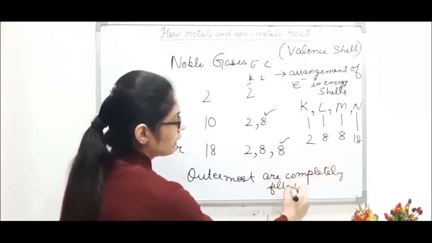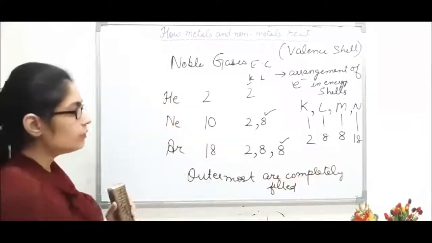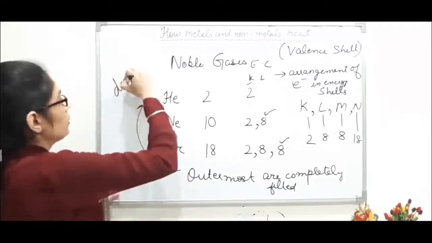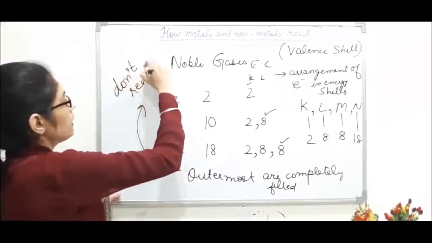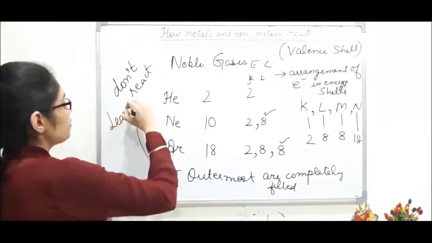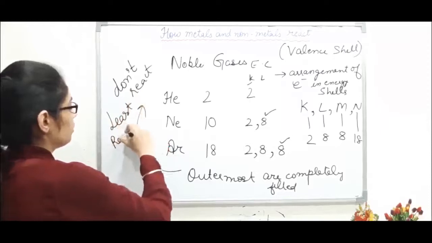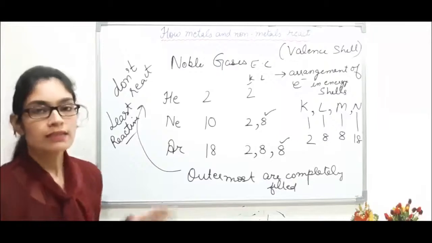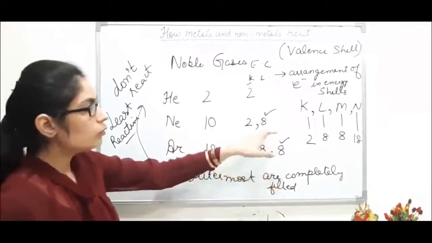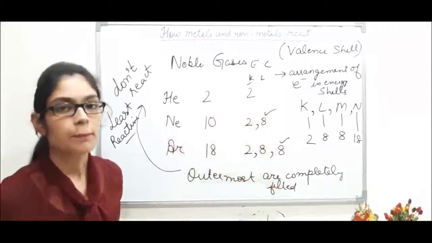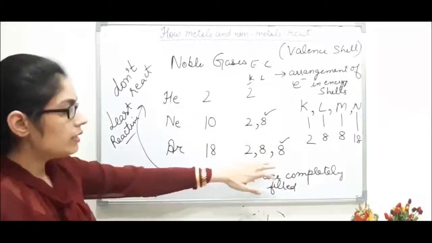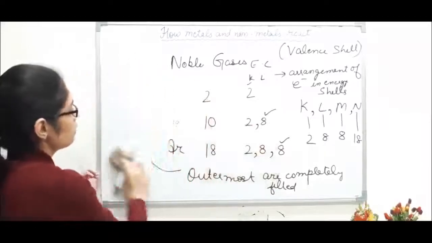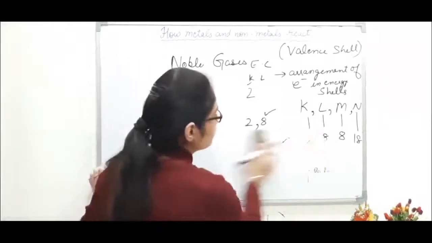Since the outermost shells in case of noble gases are completely filled, noble gases don't react, or we can say noble gases are least reactive. Noble gases, they don't react, they are least reactive and stable elements, as their outermost shells or valence shells are completely filled. Now we have seen electronic configuration of noble gases. Now let's move towards metals and write the electronic configuration of few metals.